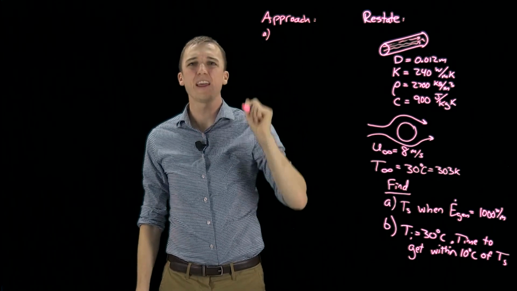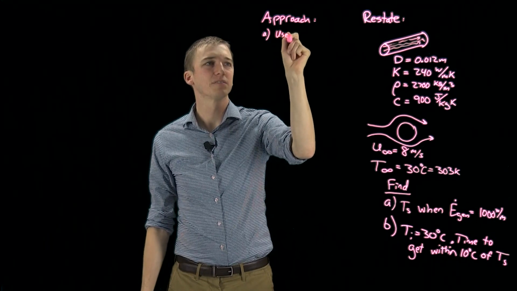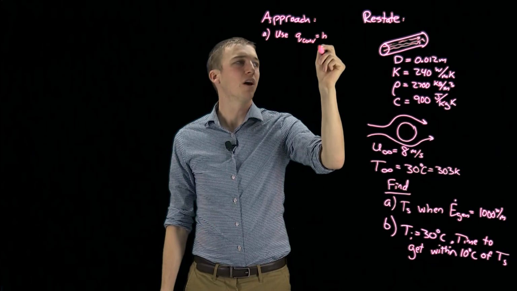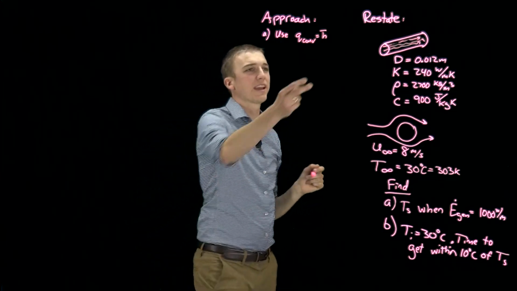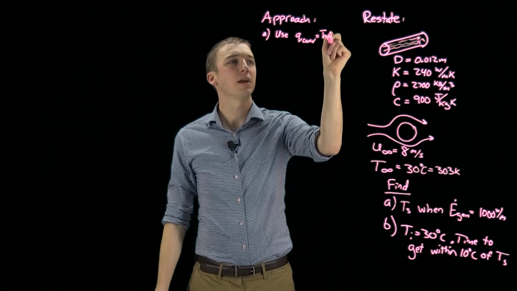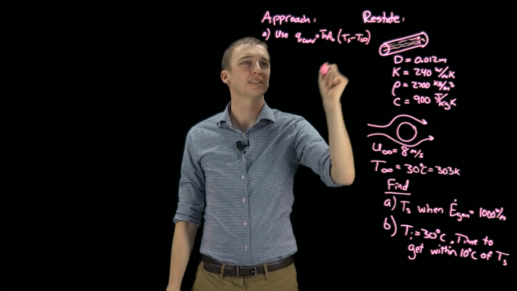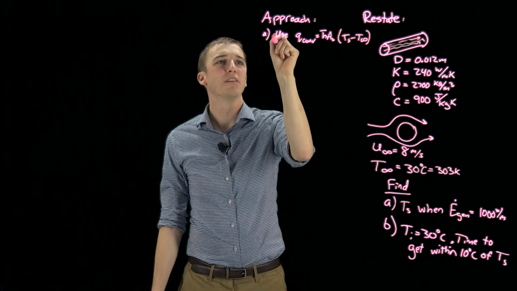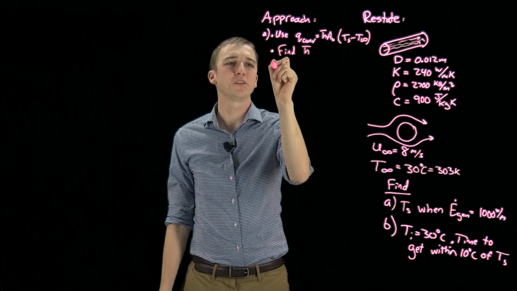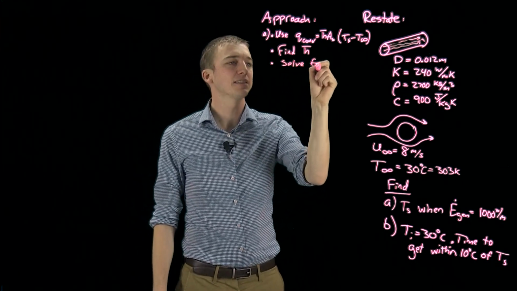Okay, so for part A, we know that we're going to have convective heat transfer. And so we say Q convection is equal to our average heat transfer coefficient. Since we're looking at the heat transfer from our entire rod, we'll say h bar, times the surface area of that rod, multiplied by the temperature difference, Ts minus T infinity. Now, as a part of our approach, we realize we need h bar. So we're going to find h bar using the principles we've been learning lately. And then finally, we'll solve for Ts.